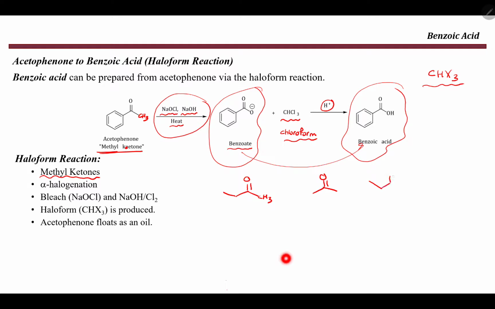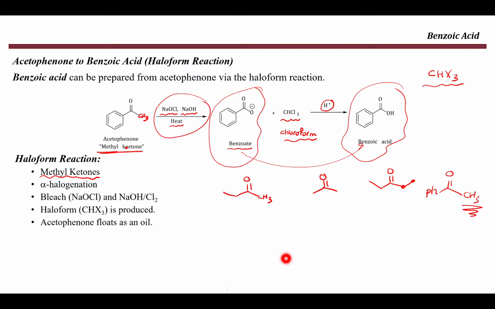Whereas, if we talked about this compound here, this is not a methyl ketone because we don't have a methyl group. We have a CH2 here and CH3 here. So again, if this is acetophenone, this is a methyl ketone because we have a CH3 group. The haloform reaction only works if we have a methyl ketone. If there is no methyl ketone, then the reaction doesn't work. It doesn't give the desired products.